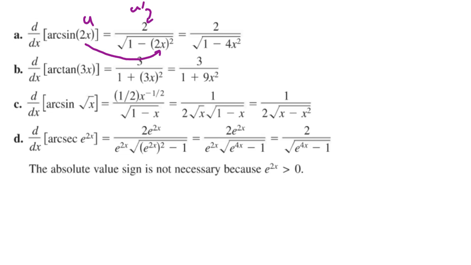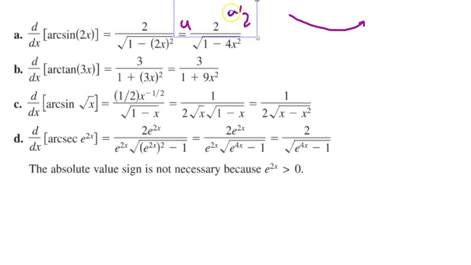Again, the derivative of arctan of u, we said, was just u prime over 1 plus u squared. So again, if I have arctangent of 3x, again, the derivative of 3x is just 3, that's my numerator, over 1 plus u squared, so 1 plus 3x squared is 1 plus 9x squared.